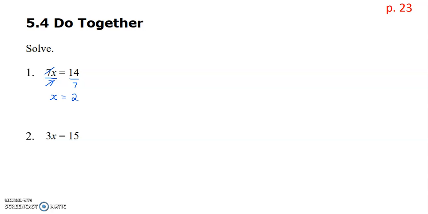For number 2, we have 3 multiplied to x is equal to 15. So because we're multiplying to x, we have to do the opposite and divide by 3 on both sides of the equation, canceling on the left, leaving us with x. And 15 divided by 3 is 5. Remember that to do a check, you're going to substitute in the original equation 3 times x is equal to 15, and you will know if you have the correct solution for your variable.